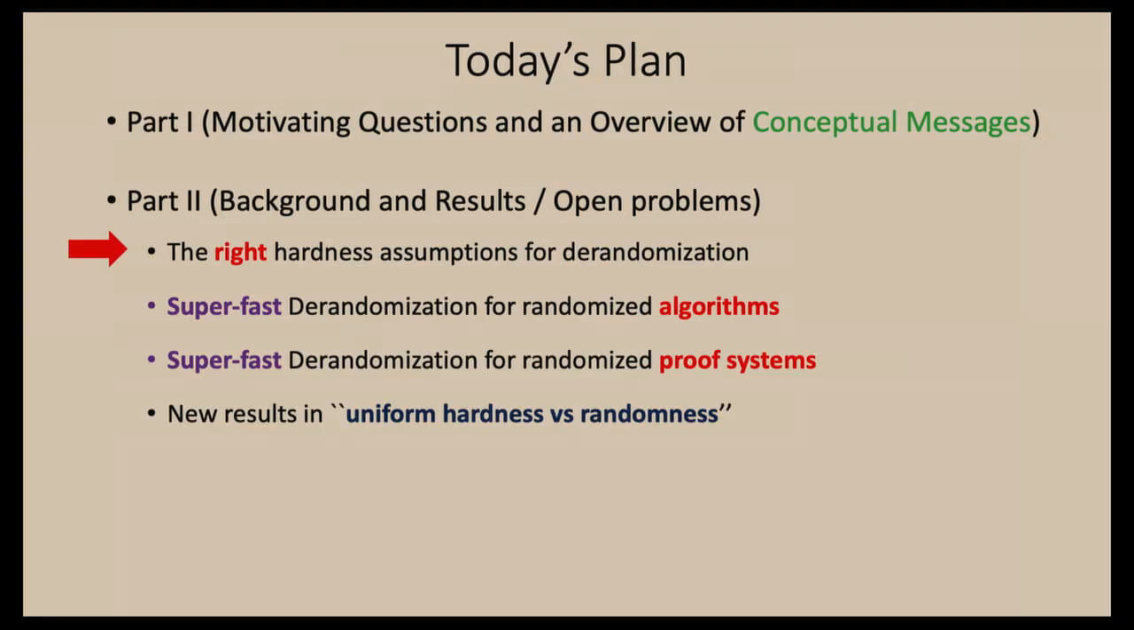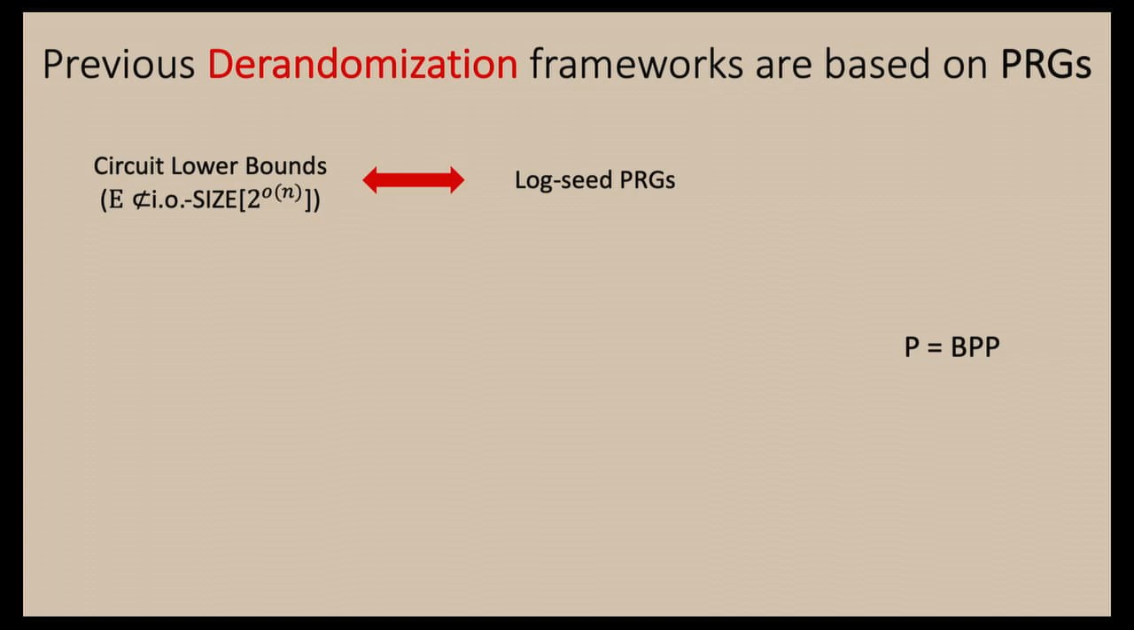Let's actually get started. So now I'll move to the first result. Recall we really want to have P equals BPP. Let me recall what we know from previous derandomization works. A very classical line of work shows that circuit lower bounds, such as exponential time is not in sub-exponential size circuits, are equivalent to PRGs of O(log n) seed.